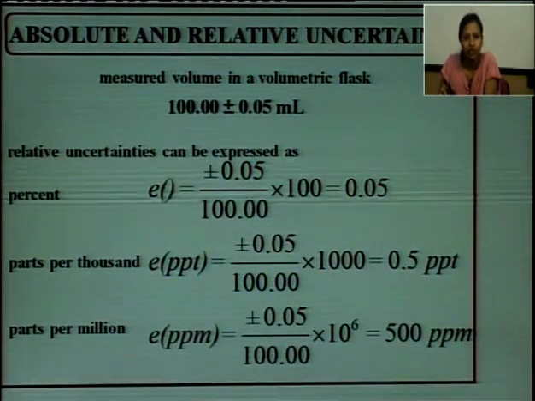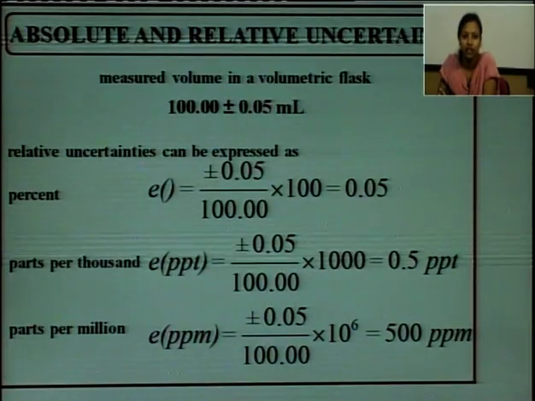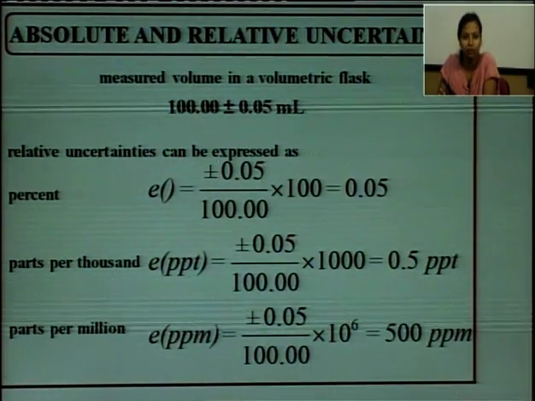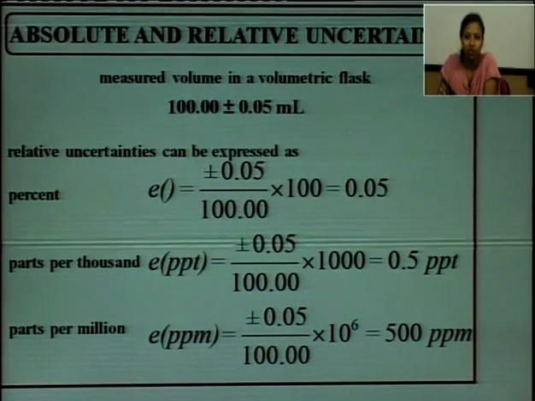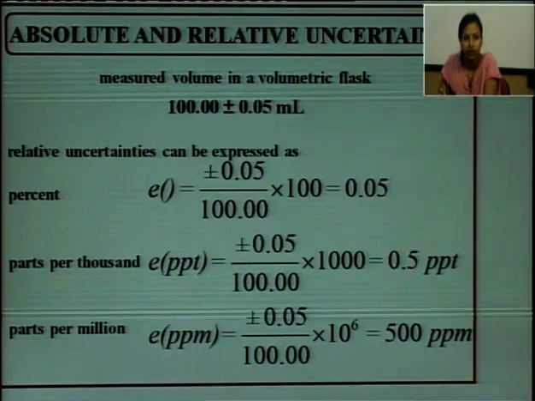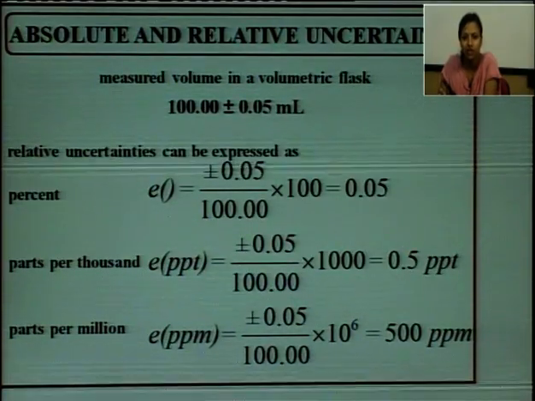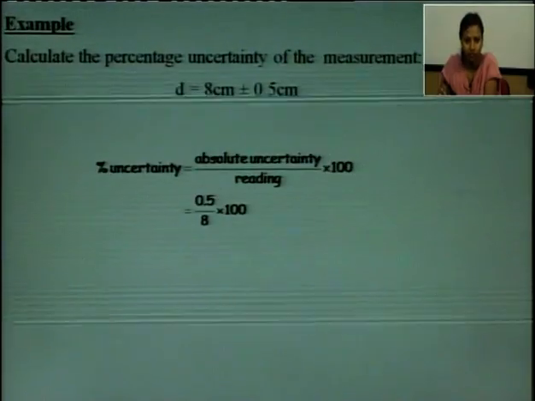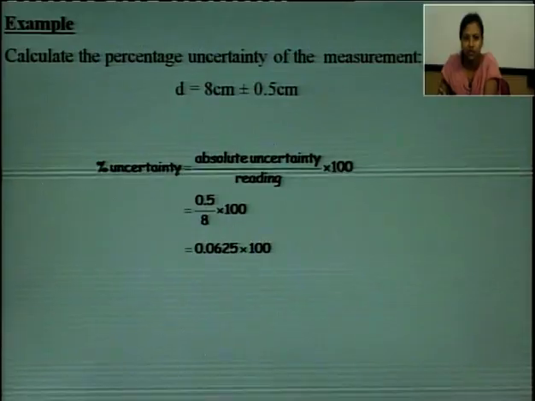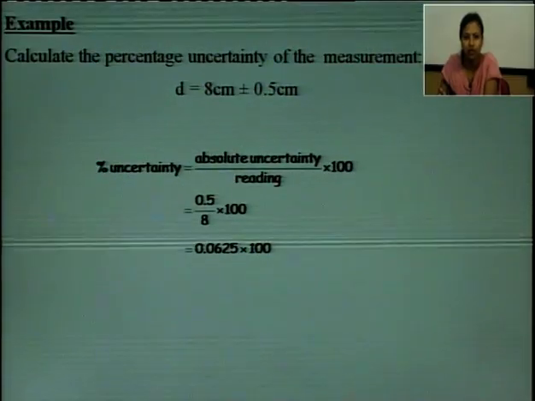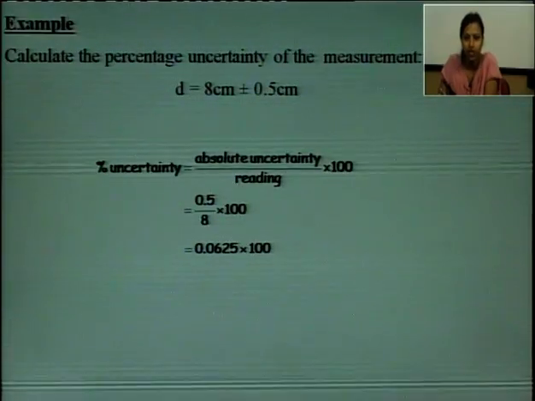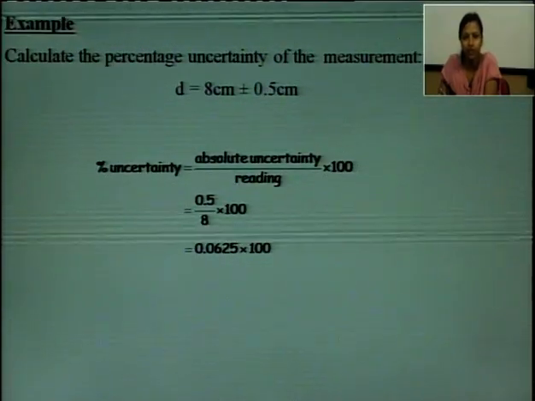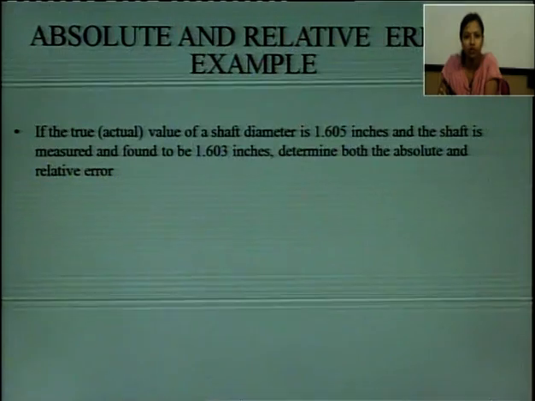Next, we can easily find out the relative uncertainty in terms of percentage error, parts per thousand, parts per million, by multiplying by 100 in the first case, 1000 in the second case, 10 raised to power 6 in the third case. Next we can calculate the percentage uncertainty, which is equal to absolute uncertainty divided by mean value into 100. It is equal to 0.5 divided by 8 into 100. It is equal to 6.25%.